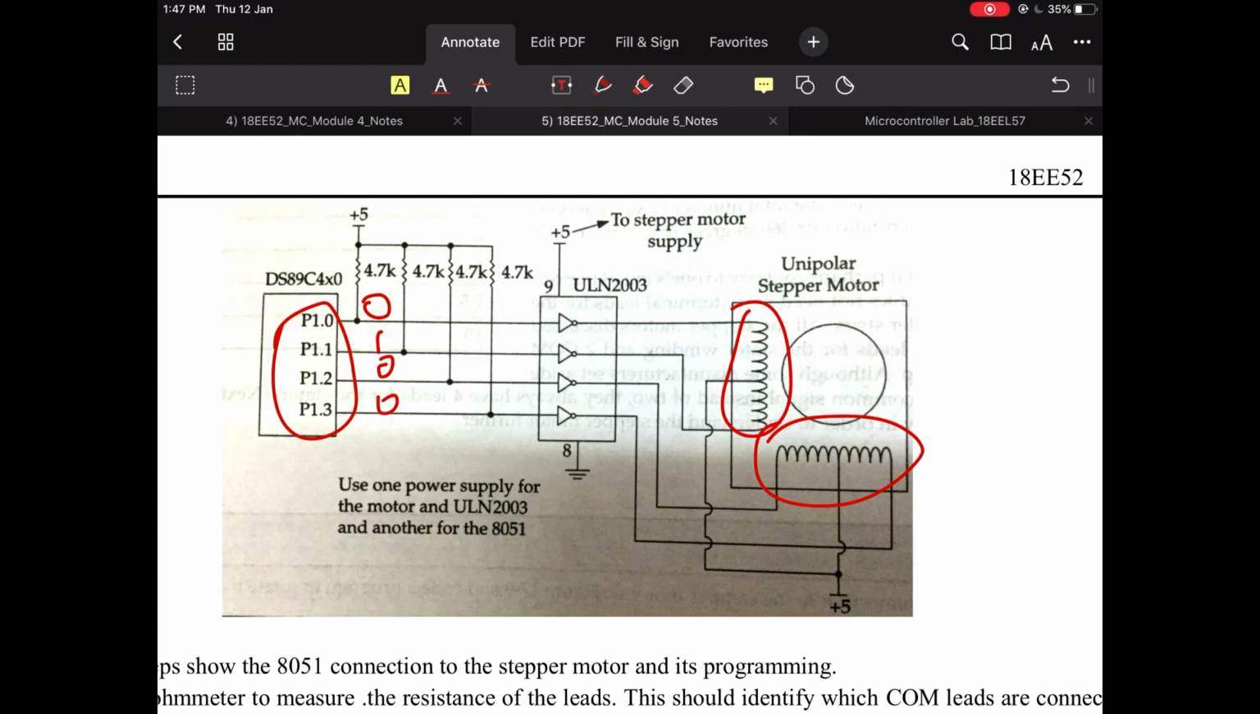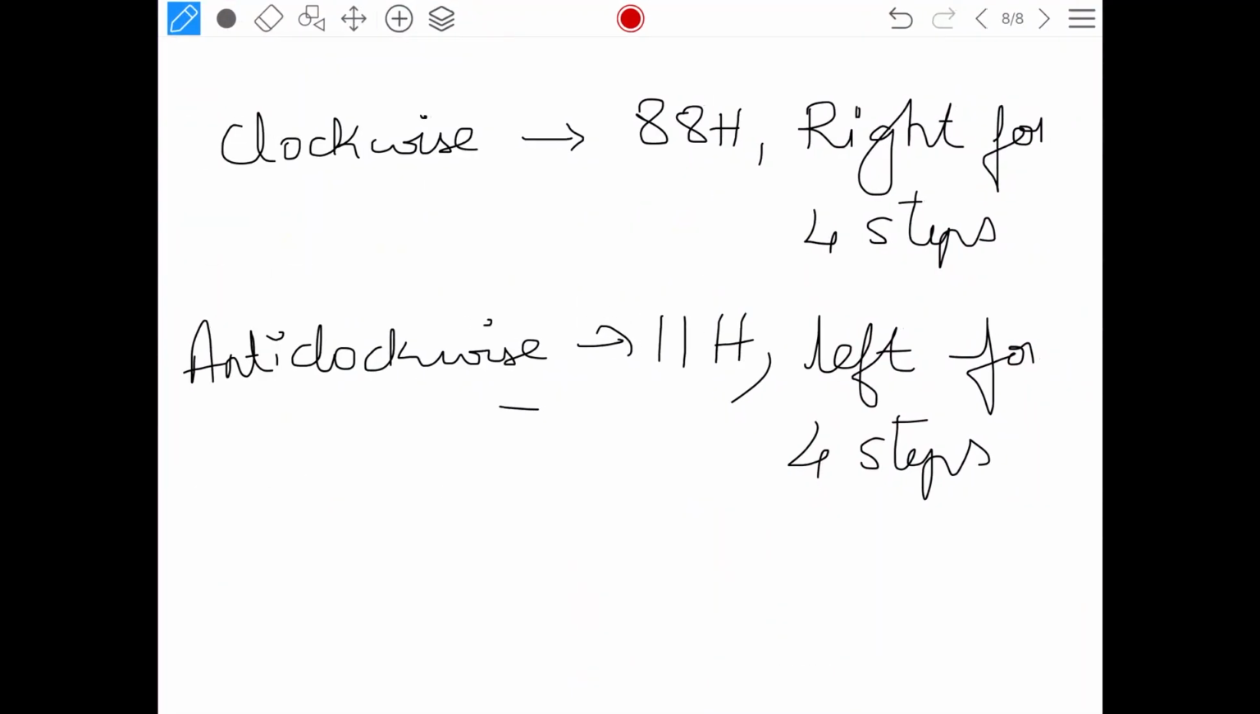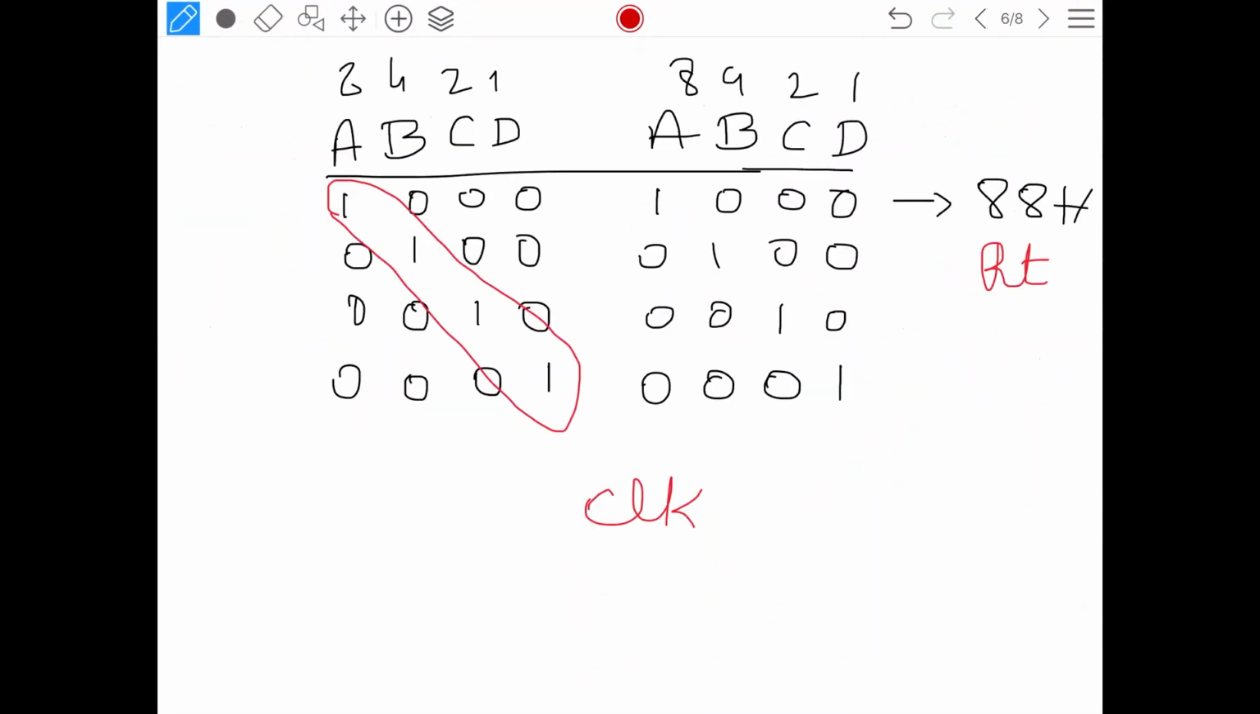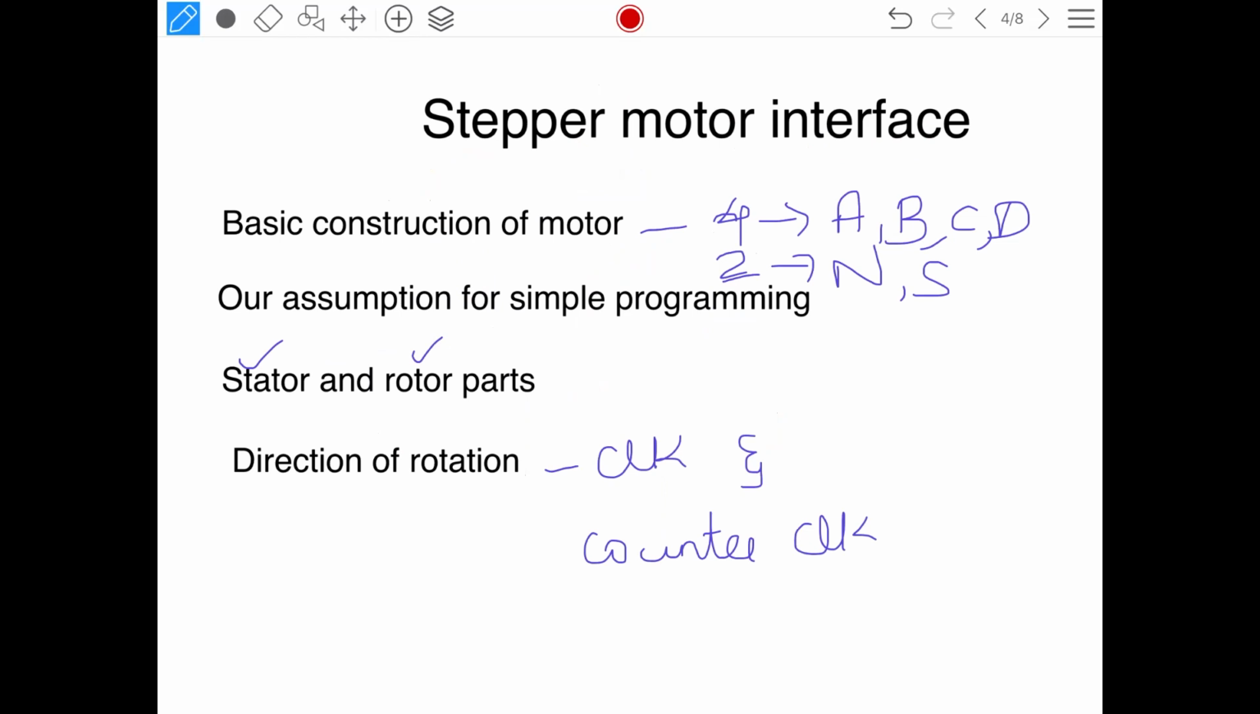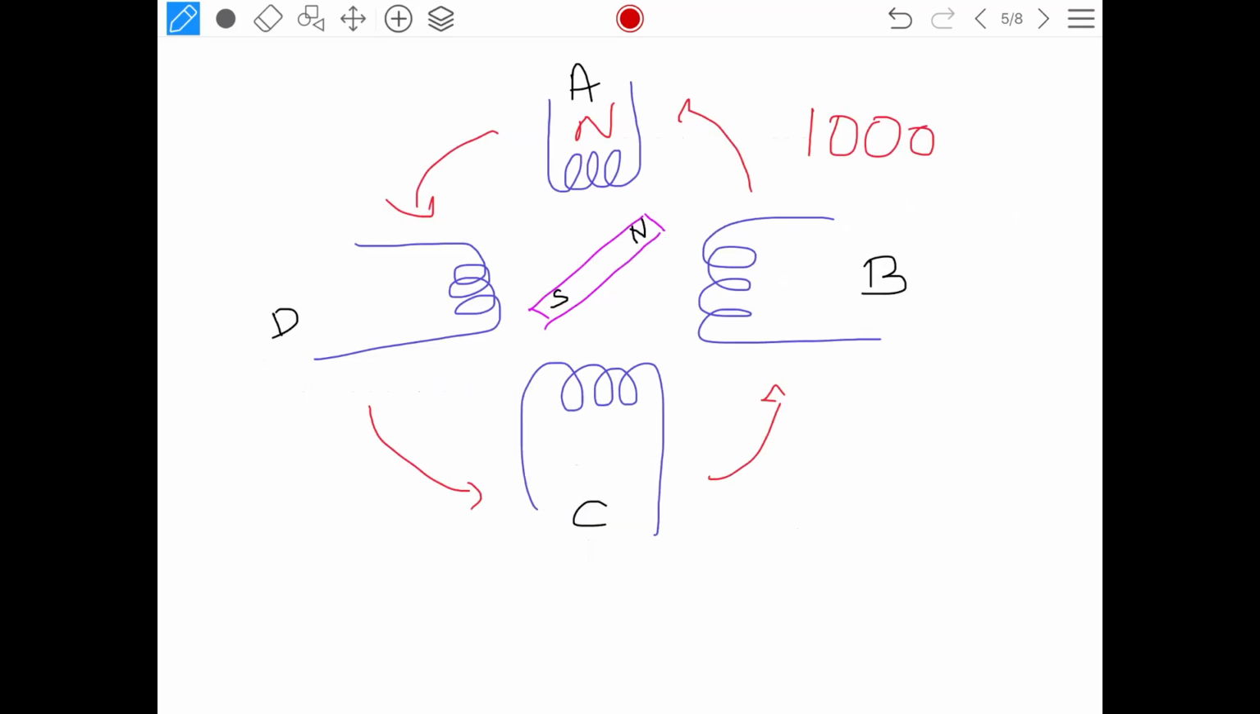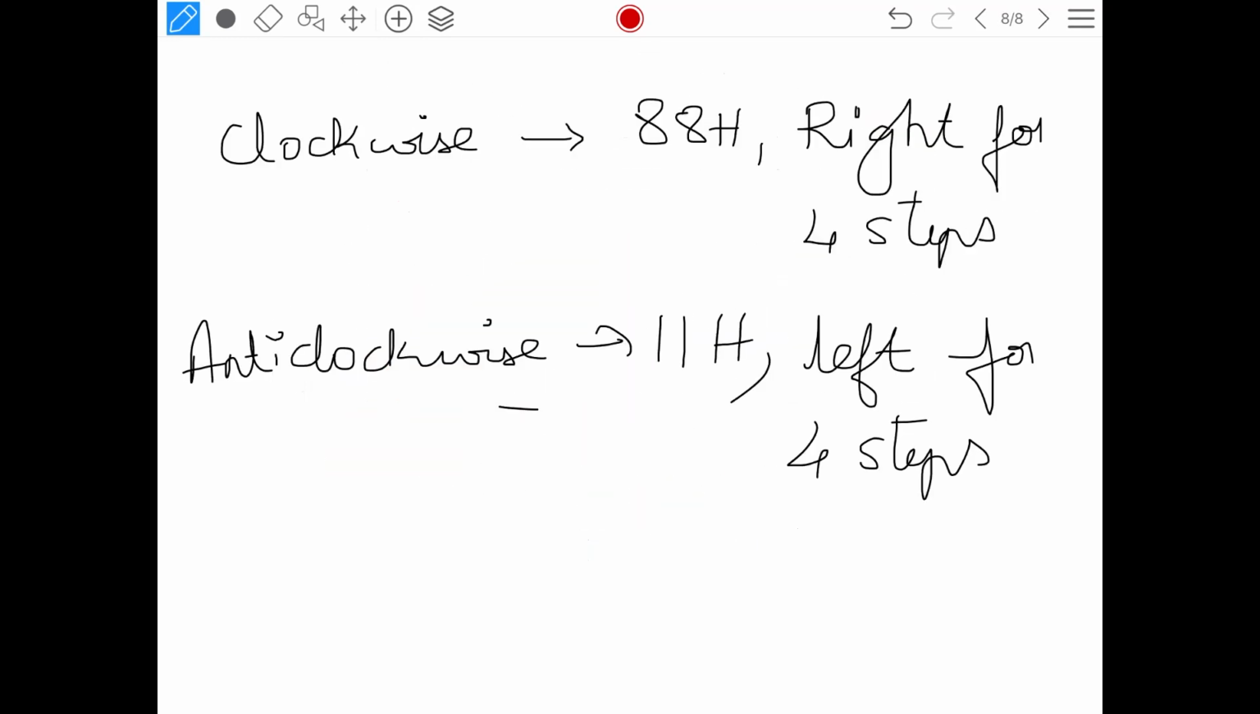I hope the concept of the stepper motor that we discussed in today's session is useful. You can write a C program for this operation, starting the motor with the value 88, rotate right with 4 steps, or write 11, rotate left with 4 steps.